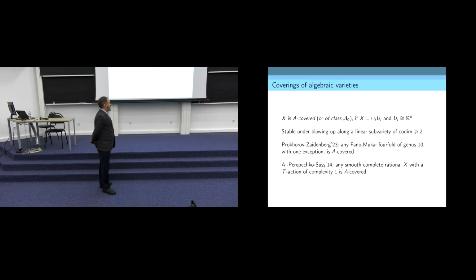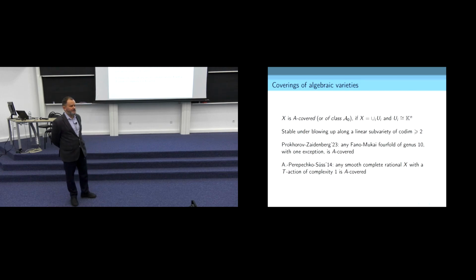They are also A-covered. And a very nice result, also mentioned yesterday, is a recent result of Prokhorov and Zaidenberg. It concerns the Fano-Mukai fourfold of genus 10. And here there is one exception. And for this one exception, yesterday we learned how to treat this example. This is not A-covered, but there is some specific covering. Nevertheless, it shows that the conjecture that any smooth complete rational variety is A-covered is not true, because we can construct smooth, rational, complete varieties which cannot be covered by affine spaces.